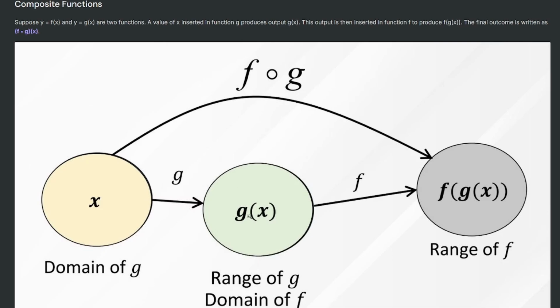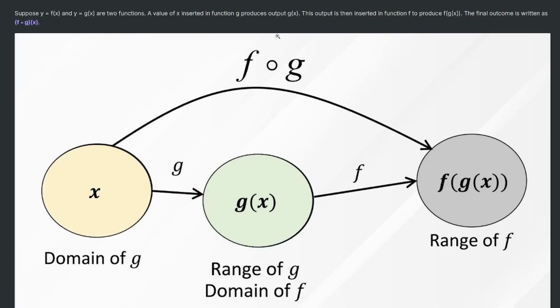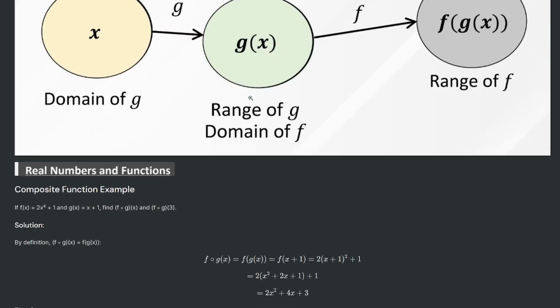For example, for g, x is the domain and g(x) is the range, and for f, g(x) is the domain and this is the range of f, and this whole is f of g(x). This is basically a composite function.